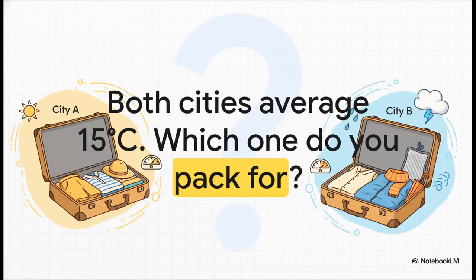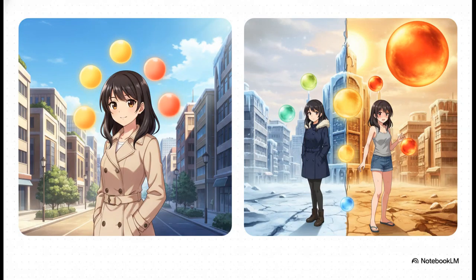Okay, let's just jump right in with a question. Imagine you're packing your bags for a trip. You've got two choices, City A and City B. You check the weather and look at that. They both have the exact same average daily high temperature, 15 degrees Celsius. Easy, right? You'd probably pack the same stuff for either city. Or would you? So what's really going on under the hood of that 15-degree average?